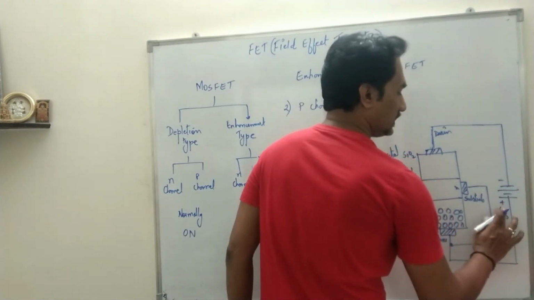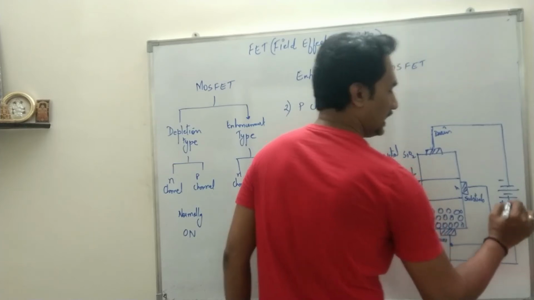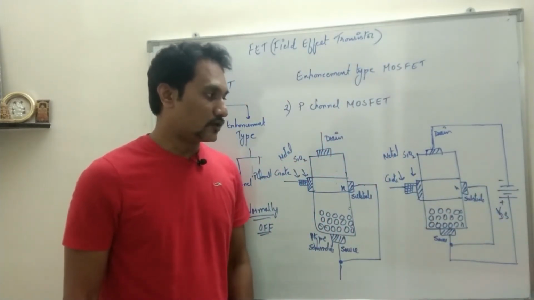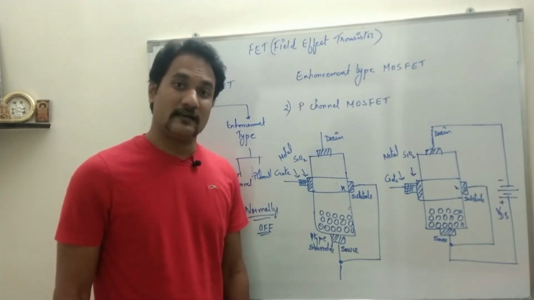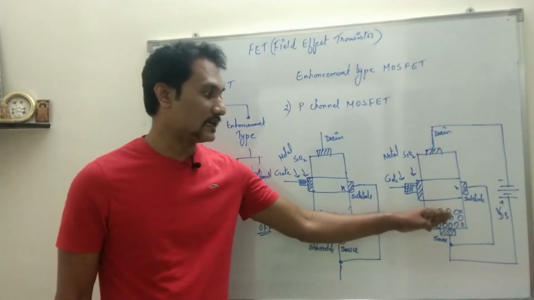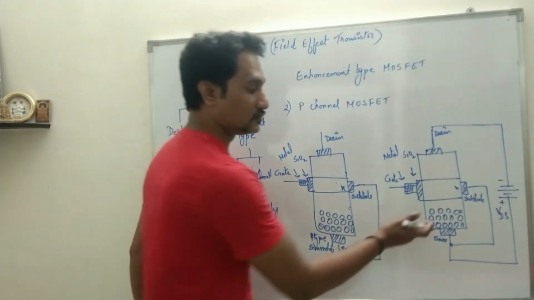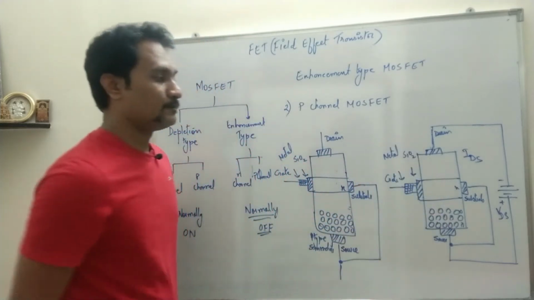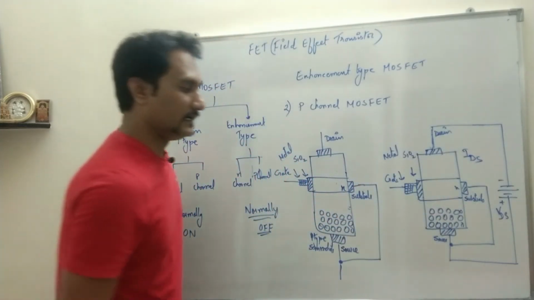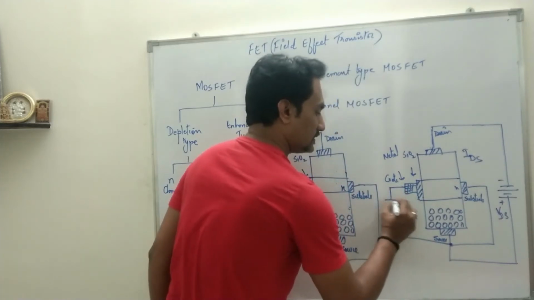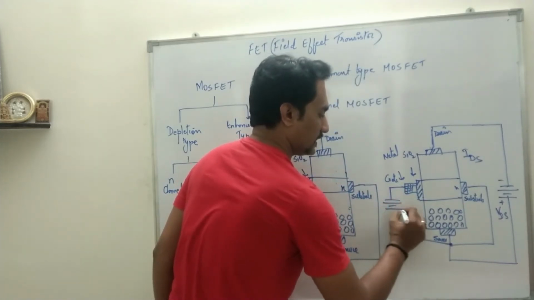As this potential is applied between drain and source, that potential is called VDS, and by applying this polarity, charge carriers should move from source to drain. Current should flow through the transistor. That current will be IDS. Okay, now what we will do is apply the gate potential as negative, positive, negative, positive.